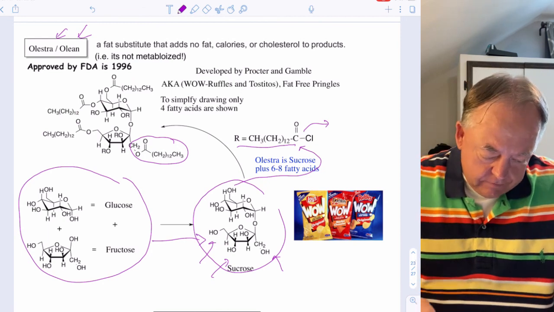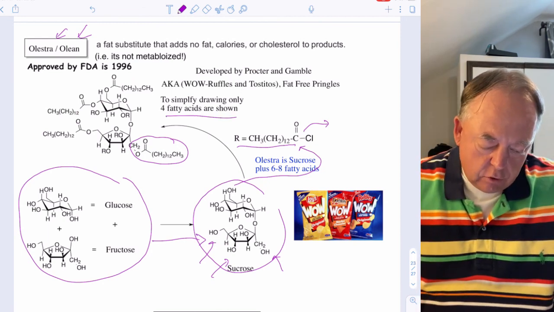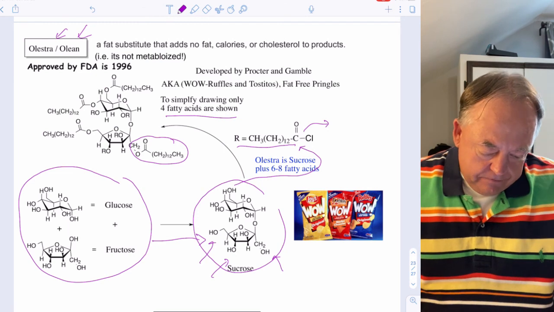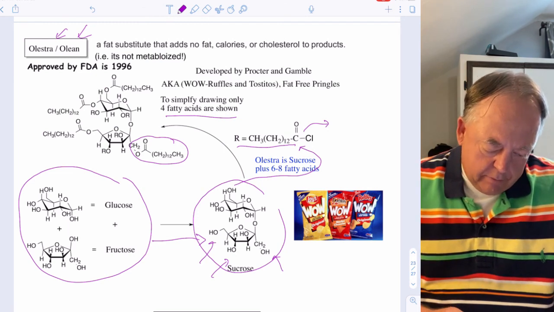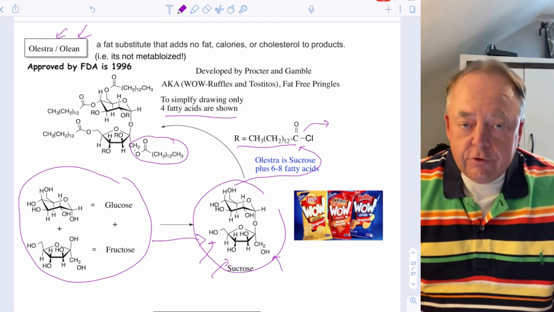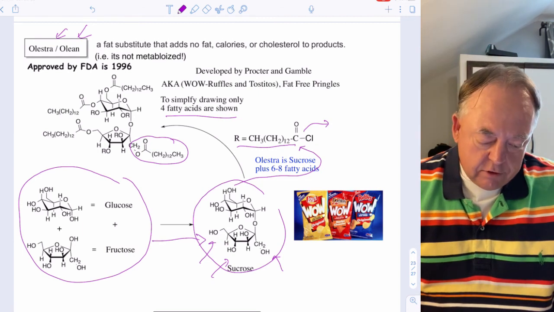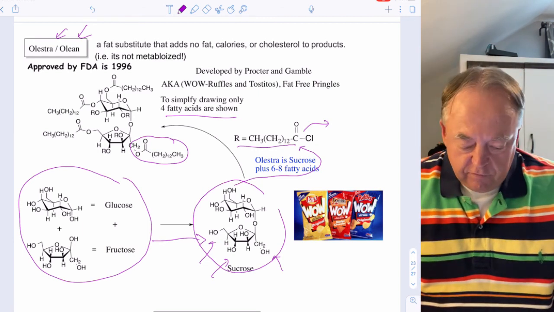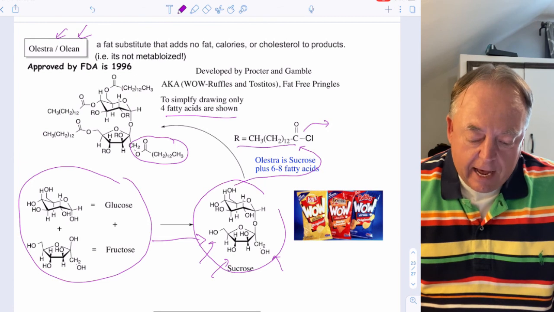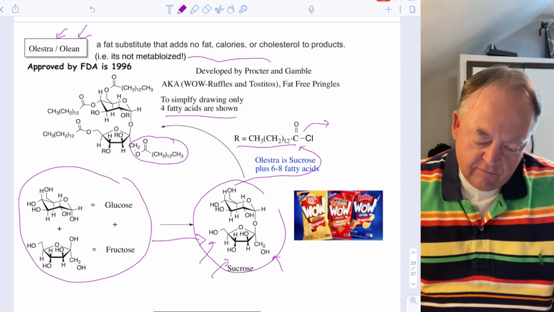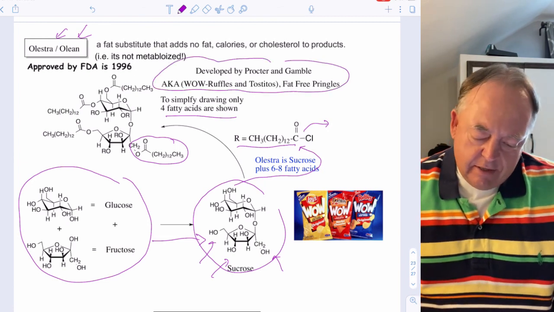So, to simplify the drawing, I only showed 4 of them, but you could conceivably put an ester group at all of those OH, at all of those free alcohol positions. And then what this was used for is used as an artificial fat. It was a product developed by Procter & Gamble.